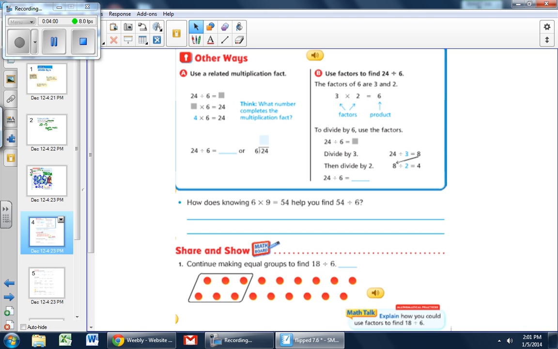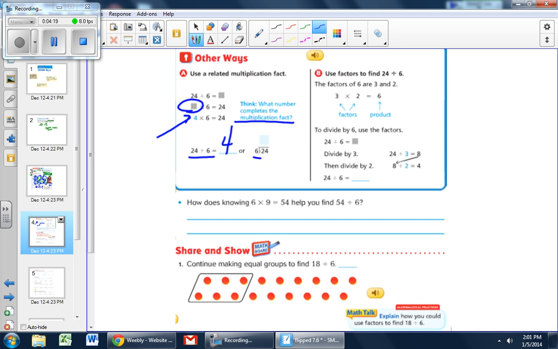Okay, the next way we're going to look at on page 274, use related math facts. 24 divided by 6 equals something. What number completes the multiplication fact of something times 6 equals 24? I gave you the answer here: 4 times 6 equals 24. So 24 divided by 6 equals 4.